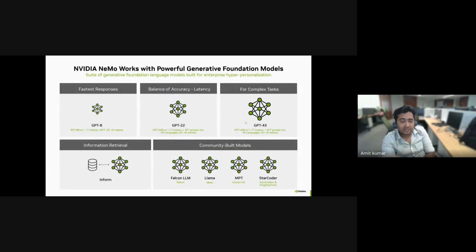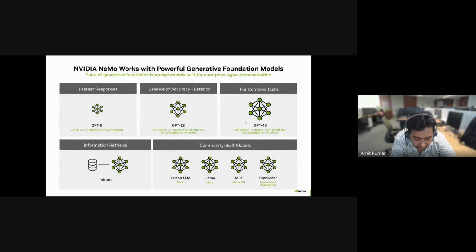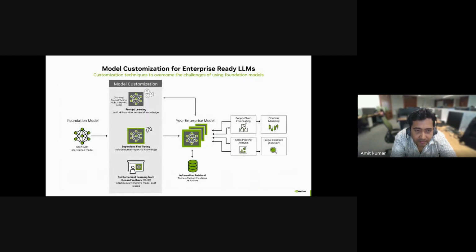And what are the models it supports? Falcon, Llama, StarCoder, GPT, and more. So all those architectures are supported, and this is just an ongoing list. You see this, we have put it into different buckets: community built models, balance of accuracy and latency, complex tasks. Those kinds of models are available within NeMo, which you can try out from the NVIDIA website, or you can get from Hugging Face, wherever you want.